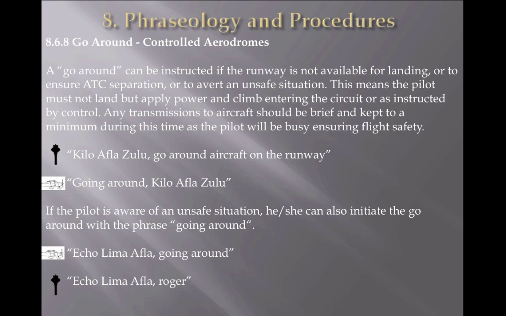Control will say, Kilo Alpha Zulu, go around, aircraft on the runway. You'll respond, going around, Kilo Alpha Zulu. If the pilot is aware of an unsafe situation, he or she can also initiate the go around procedure with the phrase, going around. For example, Echo Lima Alpha, going around. Tower will simply respond, Echo Lima Alpha, roger.